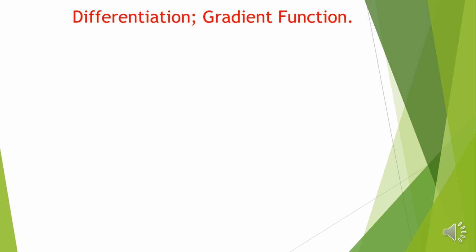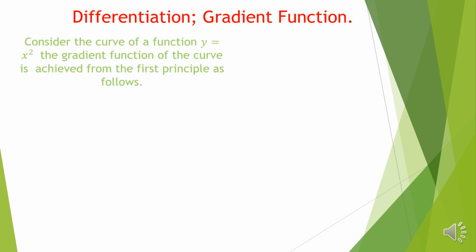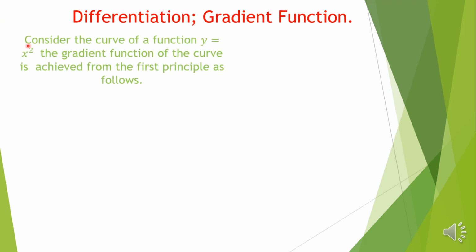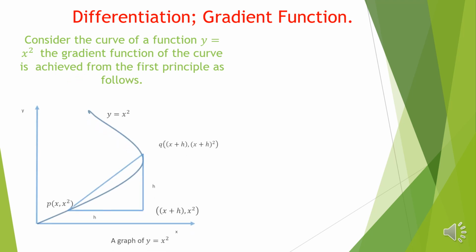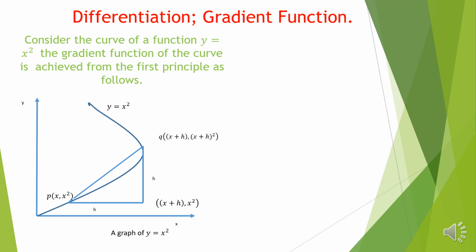Now consider this particular function, that is, consider the curve of the function y equals x squared. The gradient function of the curve is achieved from first principles as follows. Now from there, I've provided a display of that particular curve, with y on this side and x on this side.